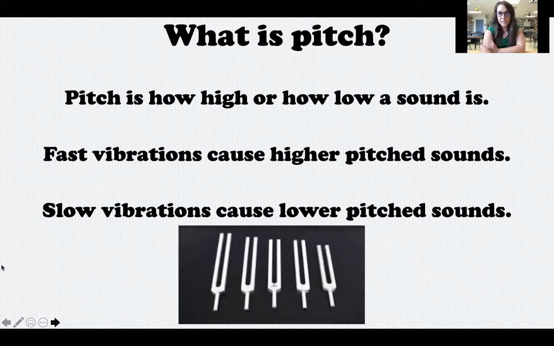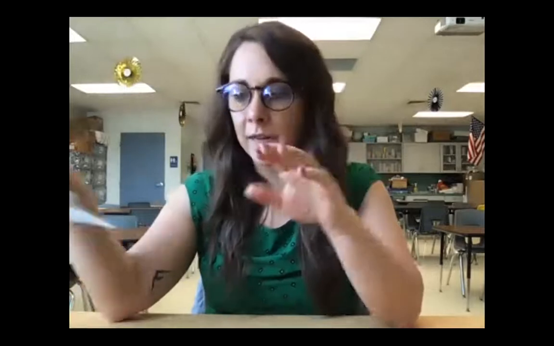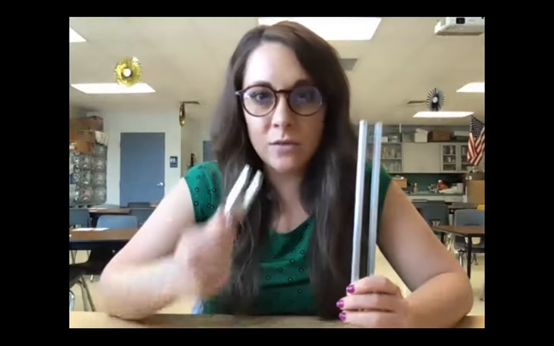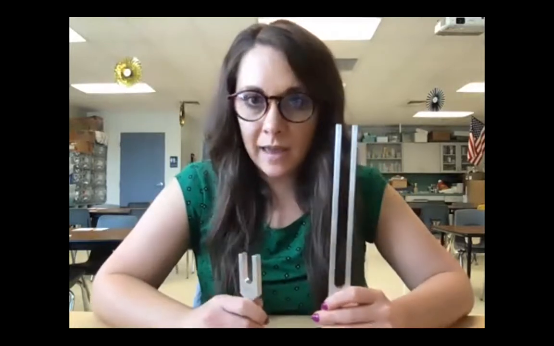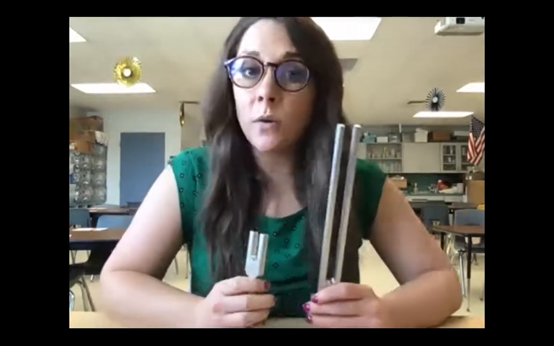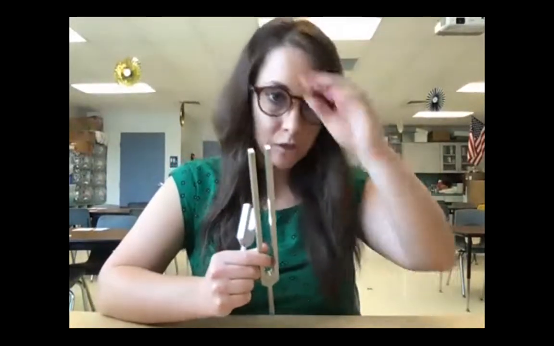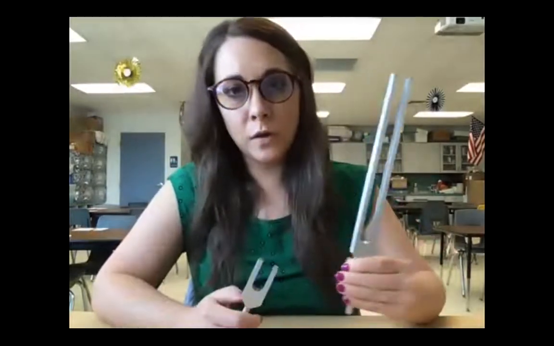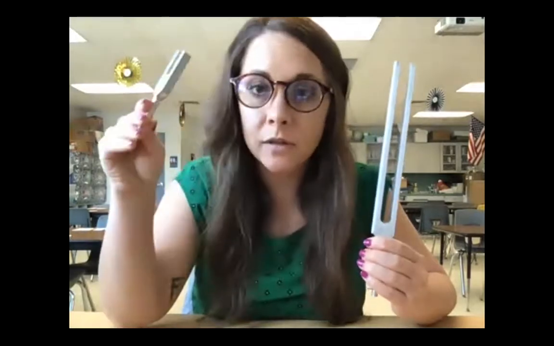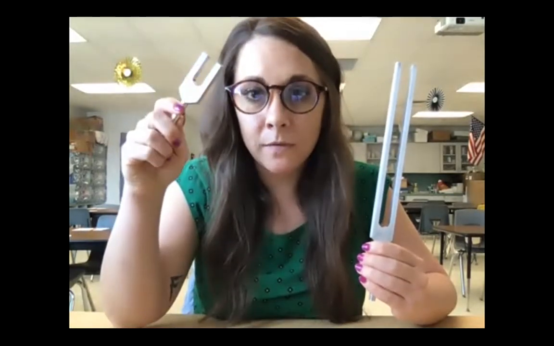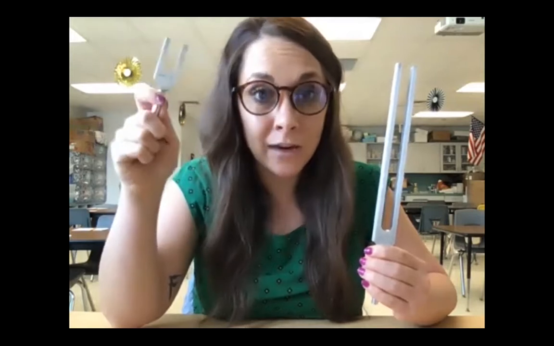So I'm going to show you an example here really quick. I'll stop sharing and then I'll come back. I have these right here. These are called tuning forks. And they're not like forks that you eat with. These are something that singers or musicians or people who play instruments use to tune to the correct pitch. The big tuning fork is going to vibrate slower and make a much lower pitch sound. The small tuning fork is going to vibrate much faster and make a higher pitch sound.